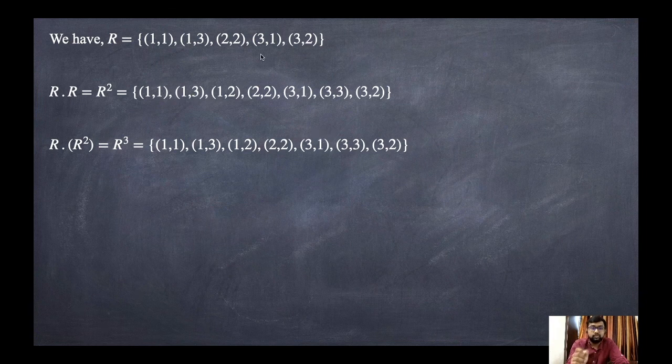Now next, 3 goes to 1, 1 goes to 3. So (3, 3) will be there. Next, 3 goes to 1, 1 goes to 2. So (3, 2) will be there. So this is R cube.